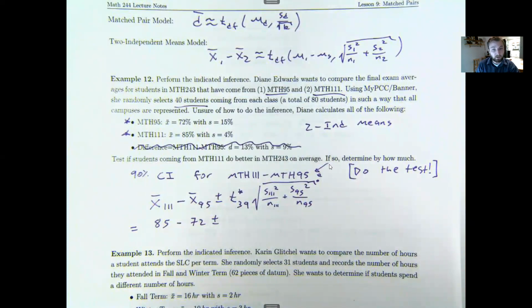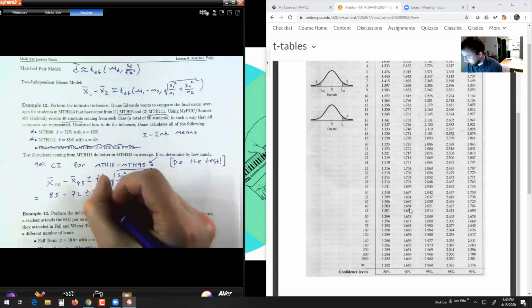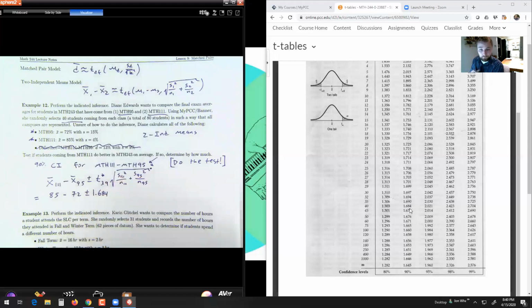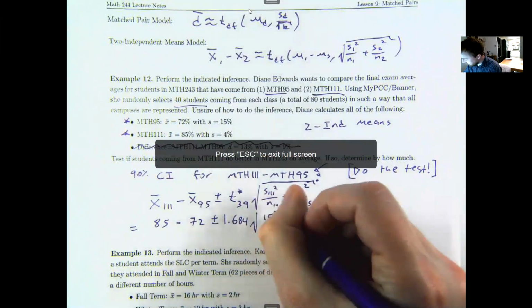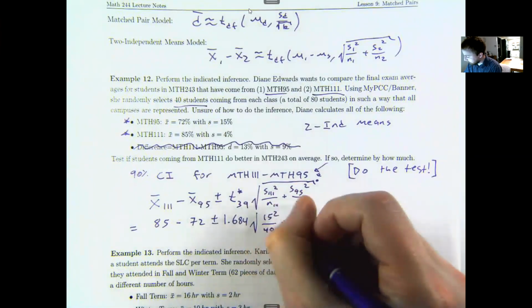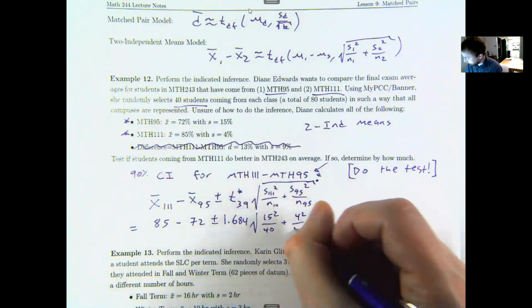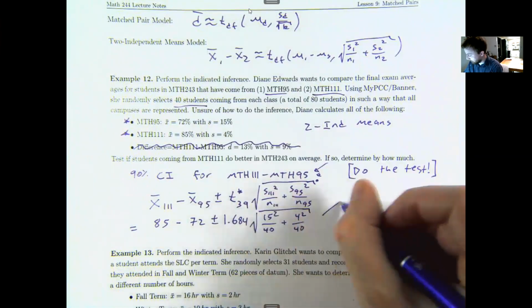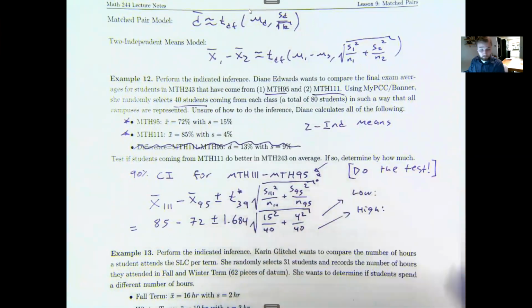Degree of freedom, so I'm looking at 39 for my DF. I'm going to go to the table. I don't have 39, but I have 40. If I wanted to be 90% confident, that's 1.684. First standard deviation squared over the n, 40 people. Second standard deviation squared over n, that n was also 40. This is going to give me a low value and a high value. I'm going to type this into my calculator here real quick and see what I get.